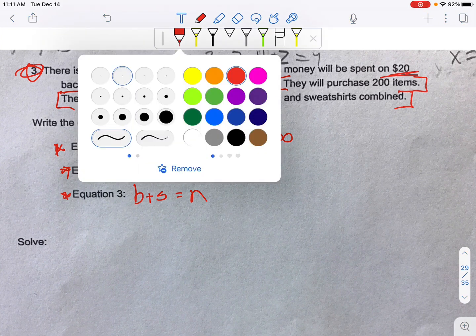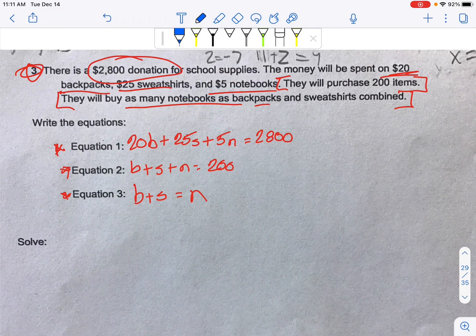Now this is different than the other 3 variable equations that we saw on this page, because one of our equations, instead of being equal to a number like we had in number 1 and number 2, is equal to a variable. And this makes it a lot easier to solve, because we know that n is equal to b plus s. We can take b plus s and plug it in for n in both equation 1 and equation 2. Then that will give us 2 equations with only 2 variables, b and s. And we are good at solving 2 equations with 2 variables.